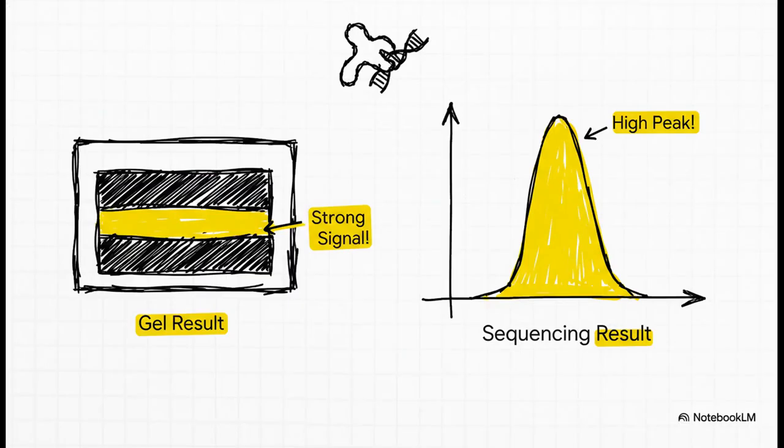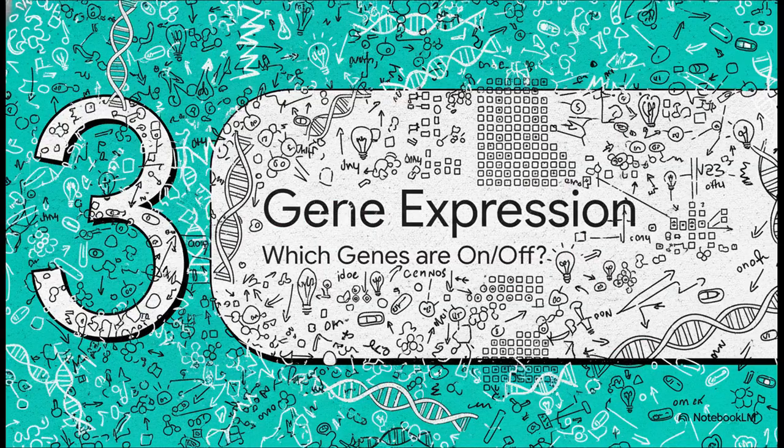So after you do this pull down, you analyze the DNA you caught. If you see a really strong band on a gel or a big peak in sequencing data, that's your answer. It means there was a ton of your protein bound to that specific spot on the DNA inside the living cell. All right, we've covered whether a gene is accessible and who's binding to it. Now for the grand finale. What's the actual result? Which genes are ultimately turned on or off?